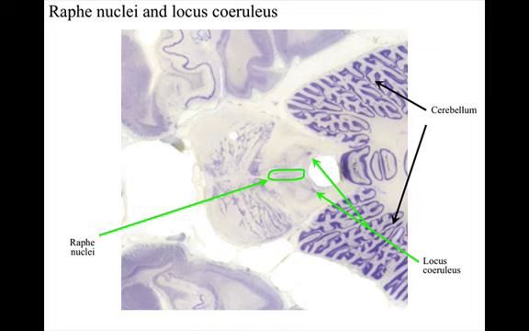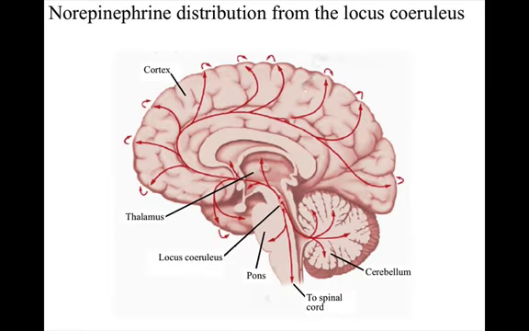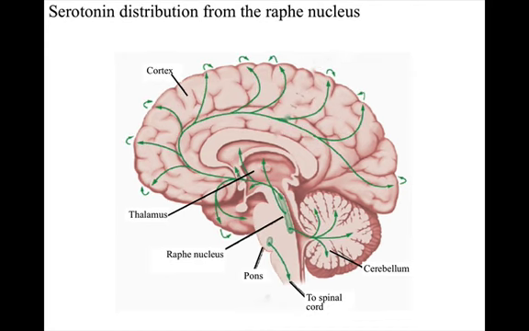Two examples are the locus coeruleus and the Rafe nuclei. These nuclei are located down in the brainstem, level with the cerebellum that you can see on the right. The locus coeruleus, for example, projects the neurotransmitter norepinephrine throughout the brain. The Rafe nuclei project serotonin.